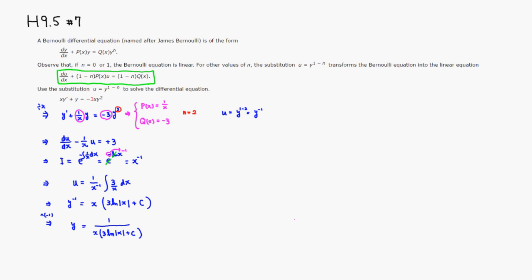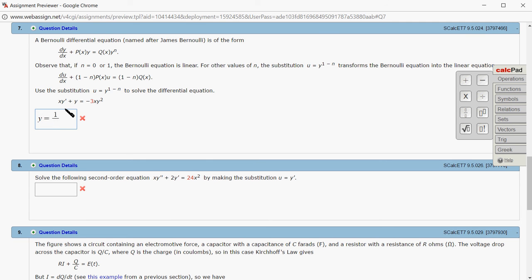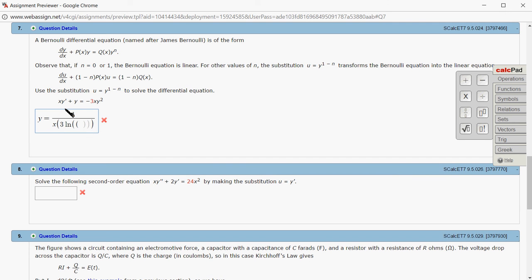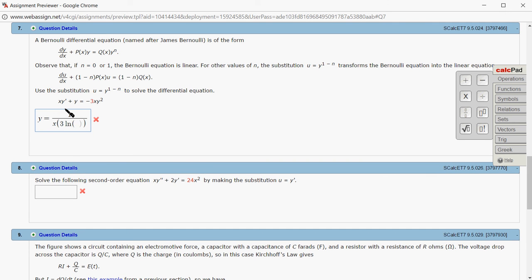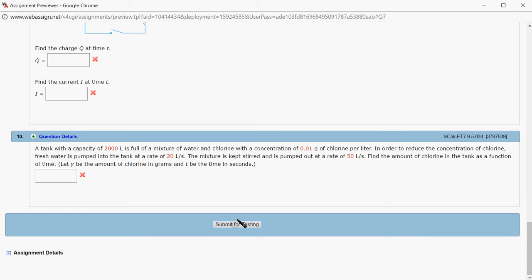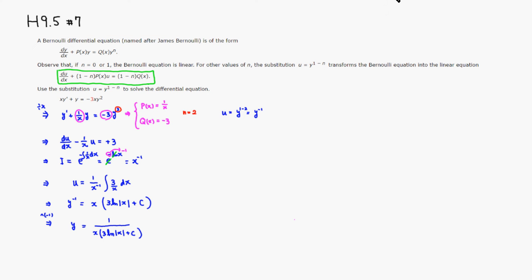Let's type it in. The answer we got was y is equal to 1 over x times 3 times natural log of absolute value of x, and then plus some constant c there. Let's check the answers, submit for testing. I came back and it looks like we got this one correctly. That's it. I hope that this was clear.